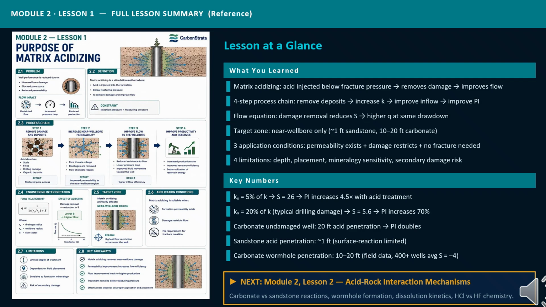This slide is your checklist. Matrix acidizing removes damage, reduces skin, and restores flow. It only works in the near wellbore. It requires permeability, damage, and no need for fracture. Its limits are depth, placement, and chemistry control. Get these right, and production improves. Miss them, and the job fails.